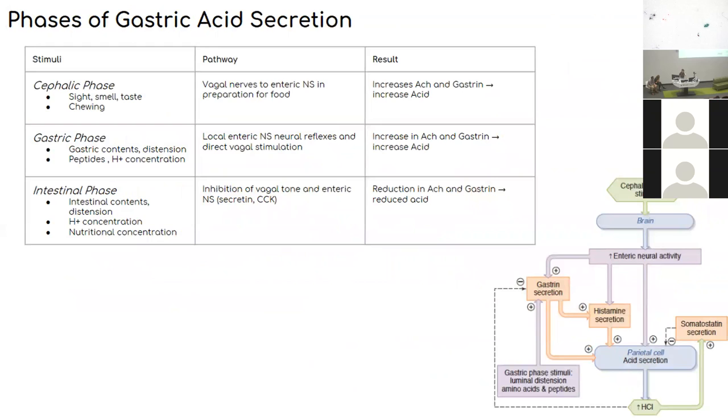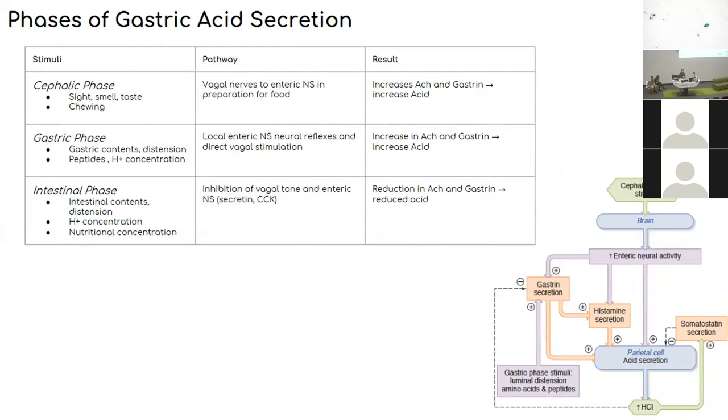Phases of gastric acid secretion, there's three: the cephalic phase, the gastric phase, the intestinal phase. I won't go into all of this, but just think cephalic phase is when you see food, you smell food, you want to eat it. So then you'll start to produce saliva and also acid in the stomach through parasympathetic innervation.